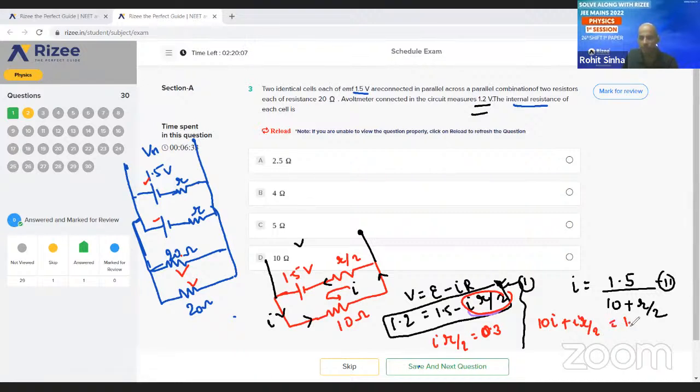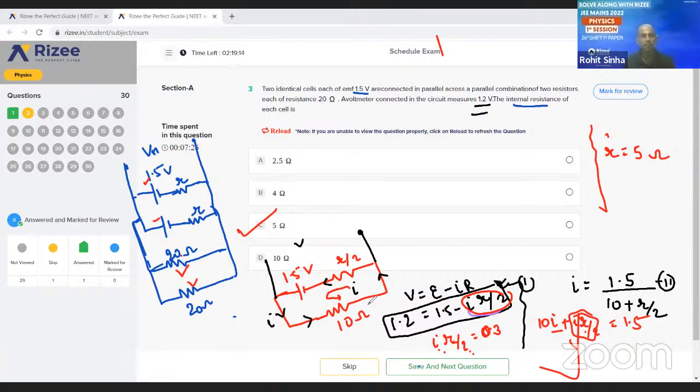Now what will you do? Put the value of I into R by 2 from here in this equation, and you can find the value of I. After finding the value of I, put it here and you will get the value of your R. How much? 5 ohm. So C will be your answer.